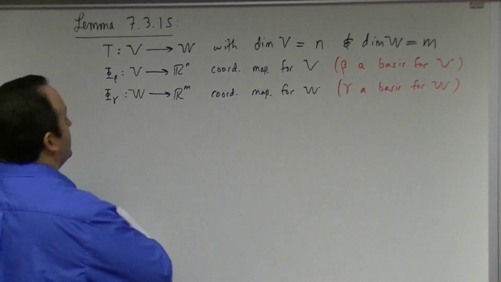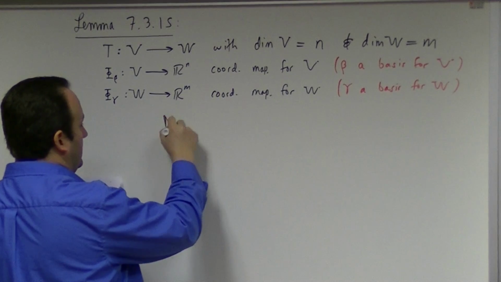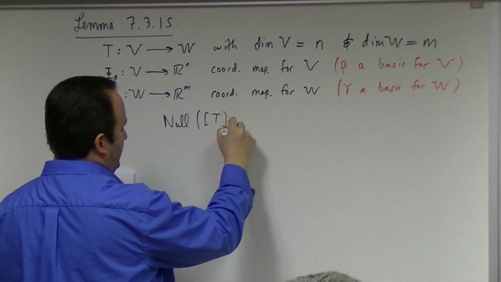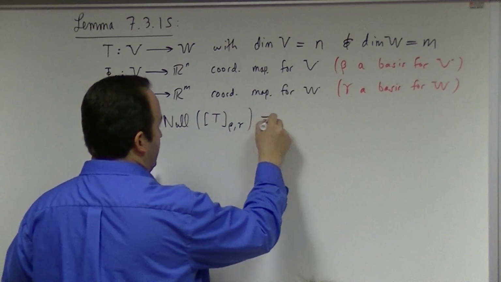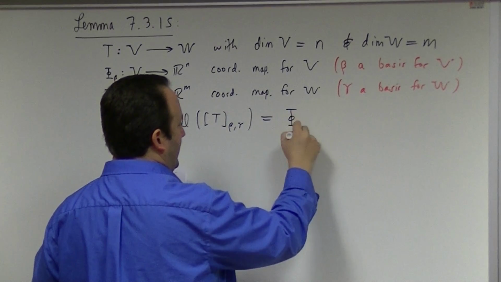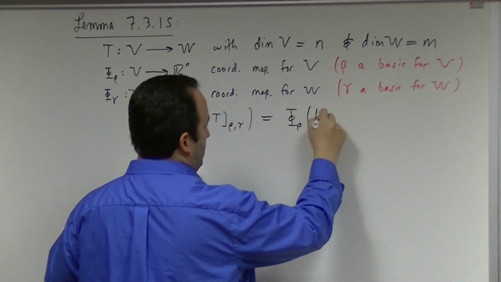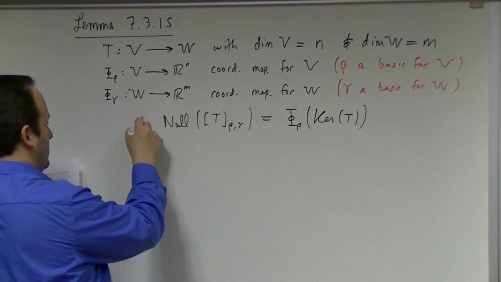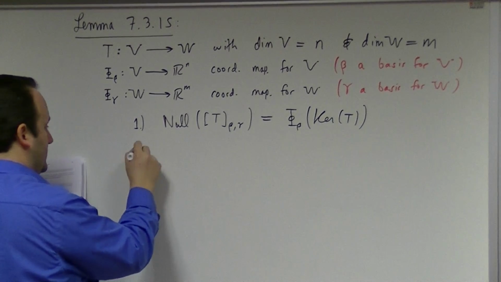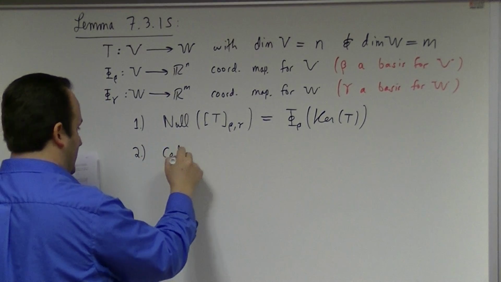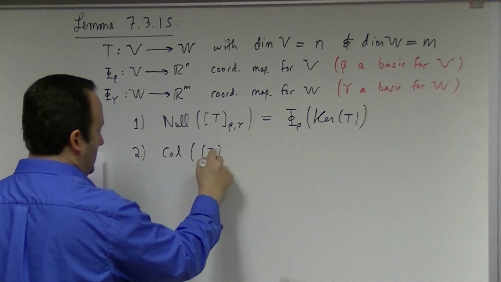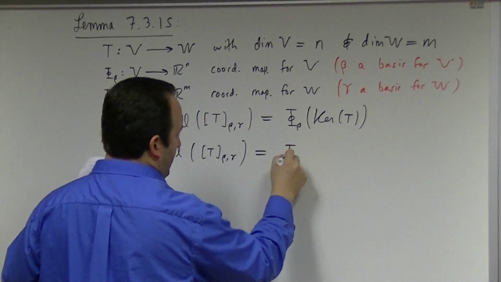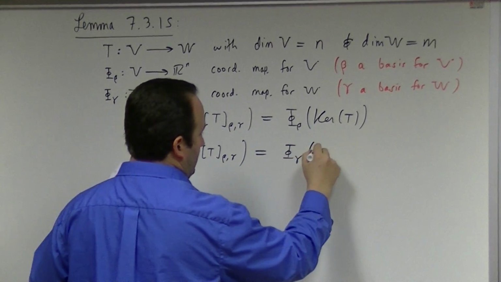And so here it is: the null space of the matrix of T with respect to the bases beta, gamma is actually equal to the image under the beta coordinate mapping of the kernel of T. That's point number one. And point number two, the column space of the matrix of T is equal to the image under gamma of the range of T.